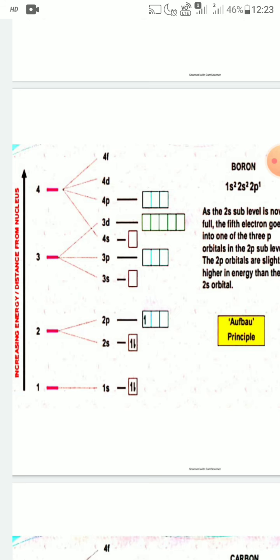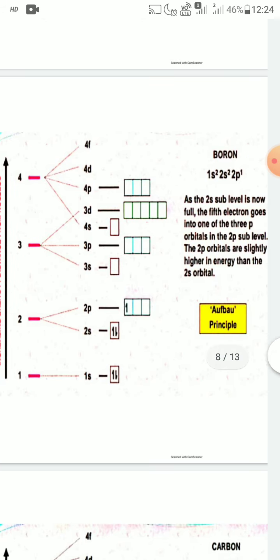So electronic configuration becomes 2 electrons in 1s orbital, then 2 electrons in 2s orbital, then the remaining electron, that is 1 electron, will enter into the next higher energy level, that is into 2p orbital, okay, 2p subshell. First 2 electrons will enter into the 1s orbital, then in 2s orbital, and then the remaining 1 electron will enter into the 2p orbital. That is, as the 2s subshell is fulfilled, the fifth electron goes into one of the 2p orbitals.